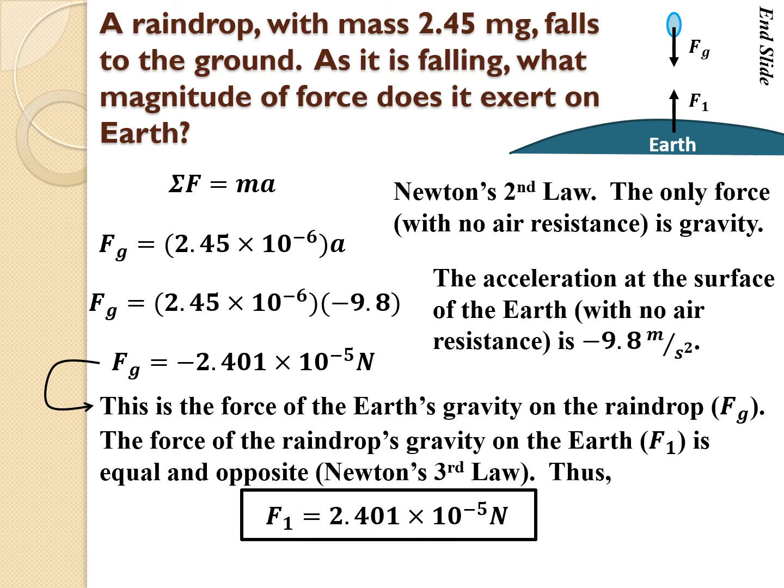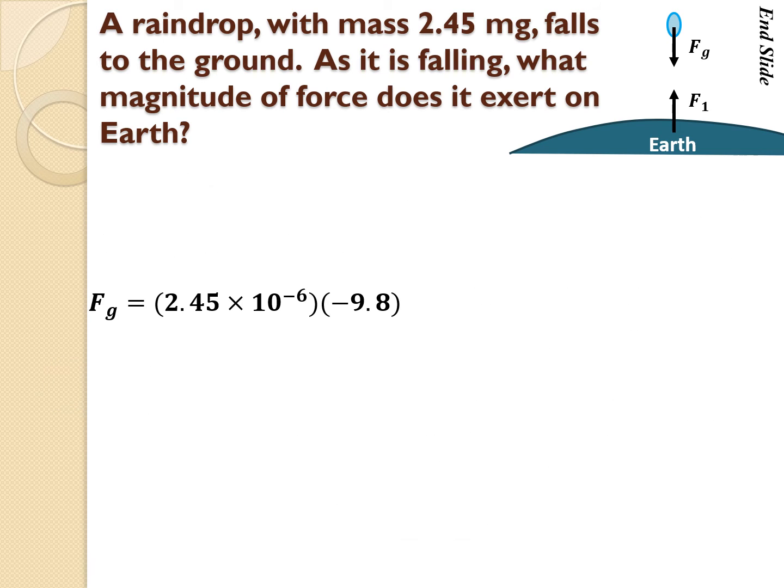In order to figure out the force that the raindrop is applying on the Earth, we can use Newton's third law. Newton's third law says for every force there's an equal and opposite force, equal in magnitude, opposite in direction. So since the force being applied to the raindrop is negative 2.401 times 10 to the negative 5th newtons, the force being applied to the Earth is going to be positive 2.401 times 10 to the negative 5th newtons.